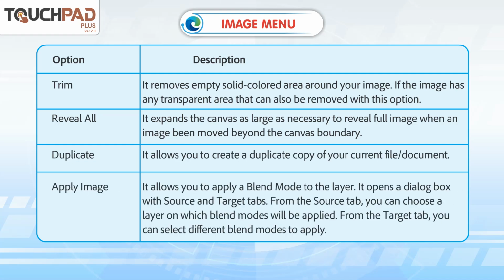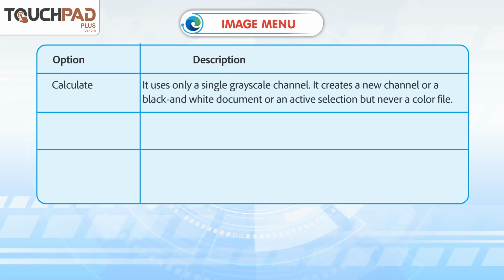Apply image. It allows you to apply a blend mode to the layer. It opens a dialog box with source and target tabs. From the Source tab, you can choose a layer on which blend modes will be applied. From the Target tab, you can select different blend modes to apply.